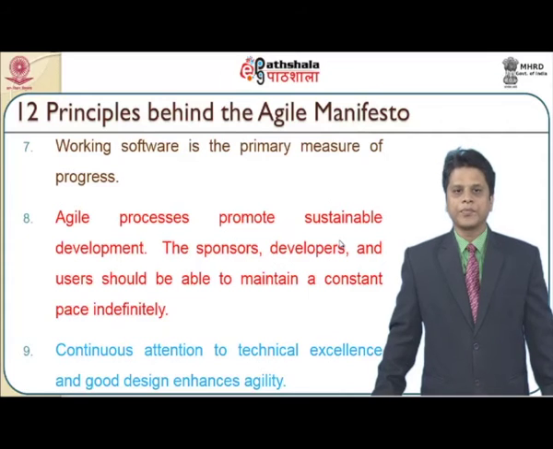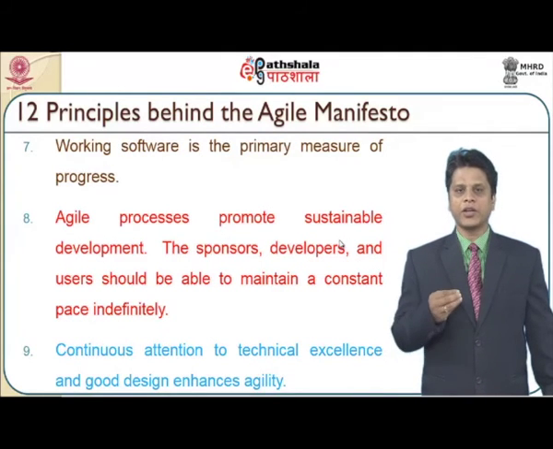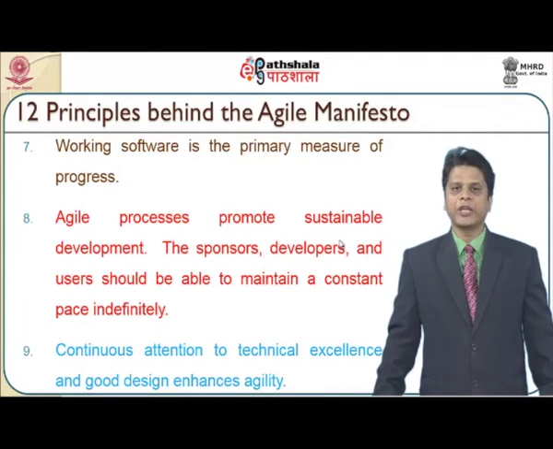Principle 7, working software is the primary measure of progress. If you look at the progress of the work, only what is working counts. I cannot say the complete documentation is over, so 50% of my job is done. It is towards the working software that I estimate the progress of the entire work. Principle 8, Agile processes promote sustainable development, where the sponsors, developers and the users should be able to maintain a constant pace definitely.